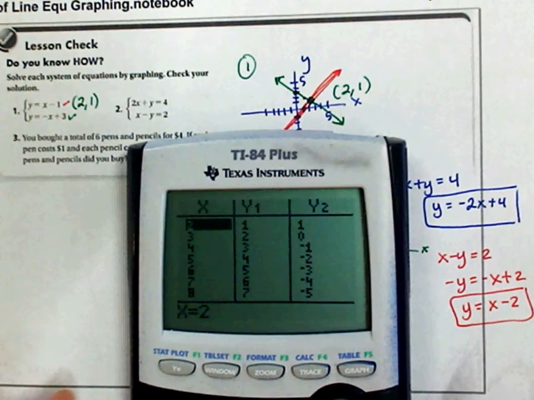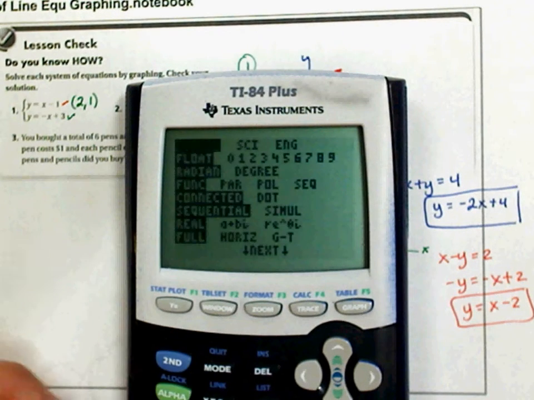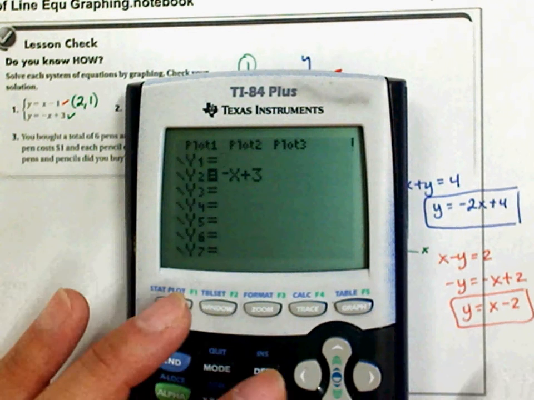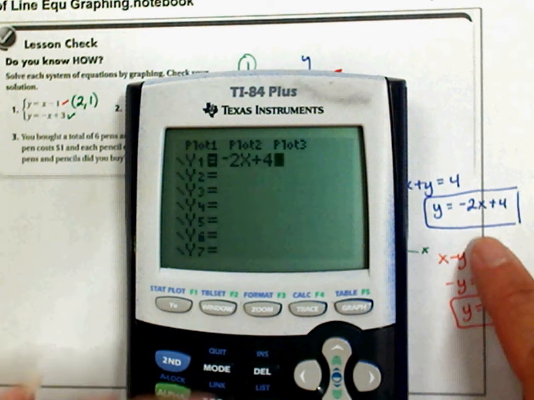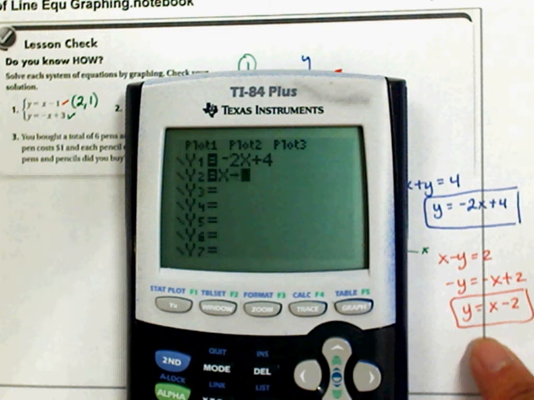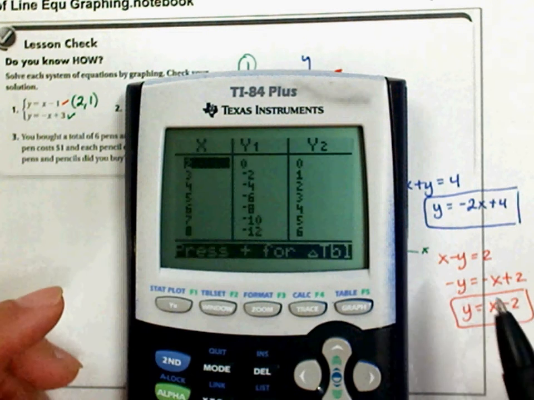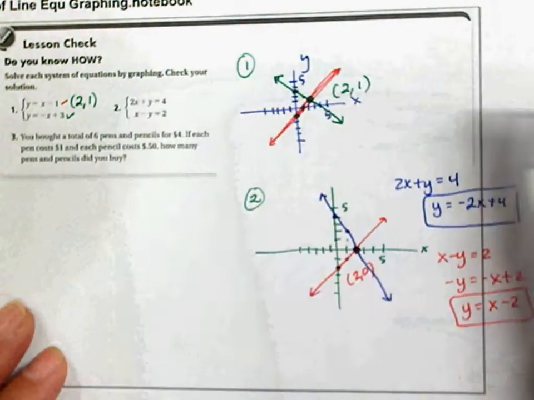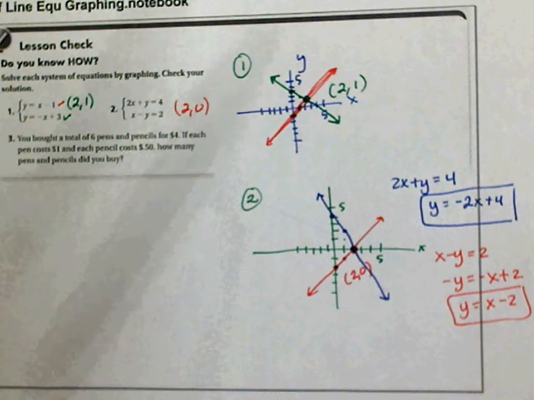To get out of this, you hit second, quit. Y equal, clear, or you can just go to y equal. Okay, here we go. Negative 2x plus 4, x minus 2. Do your table, and I found the answer to be 2, 0. See that? So your answer is correct. Just like that. Okay? It's kind of blurry.